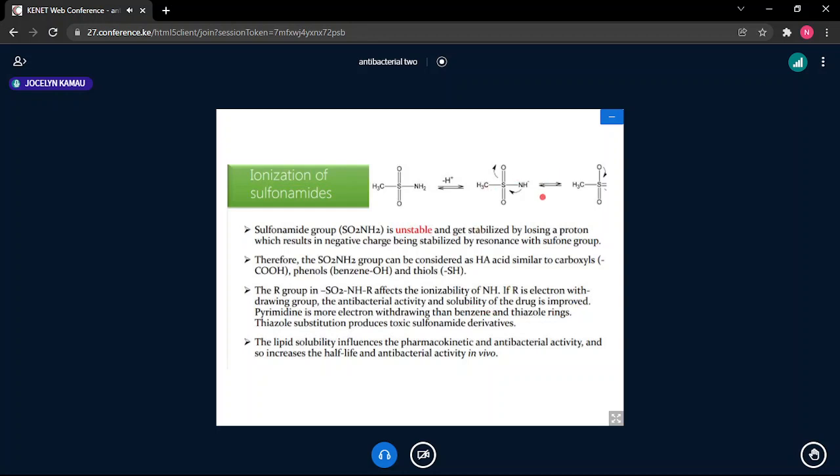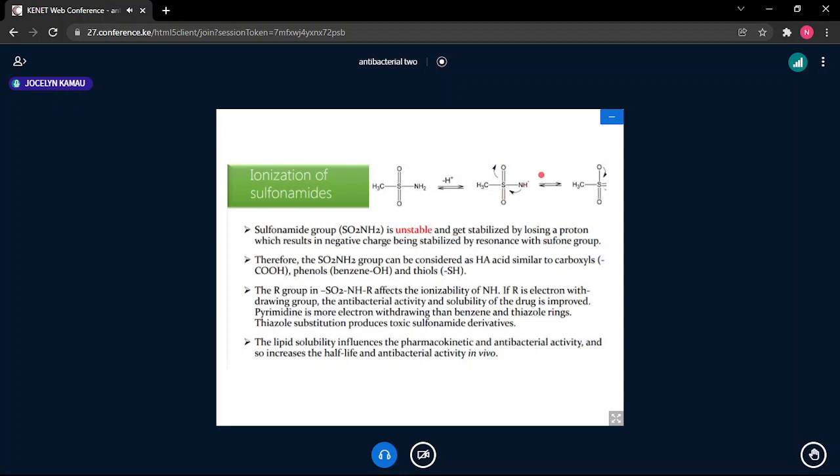So if that group withdraws electrons, and remember, the withdrawal of electrons is through negative inductive effect, because most of those groups have higher electronegativity. Once they withdraw the electrons, as I had said earlier, through negative inductive effects, the ionization will be more than when you have a group that is not an electron withdrawer.